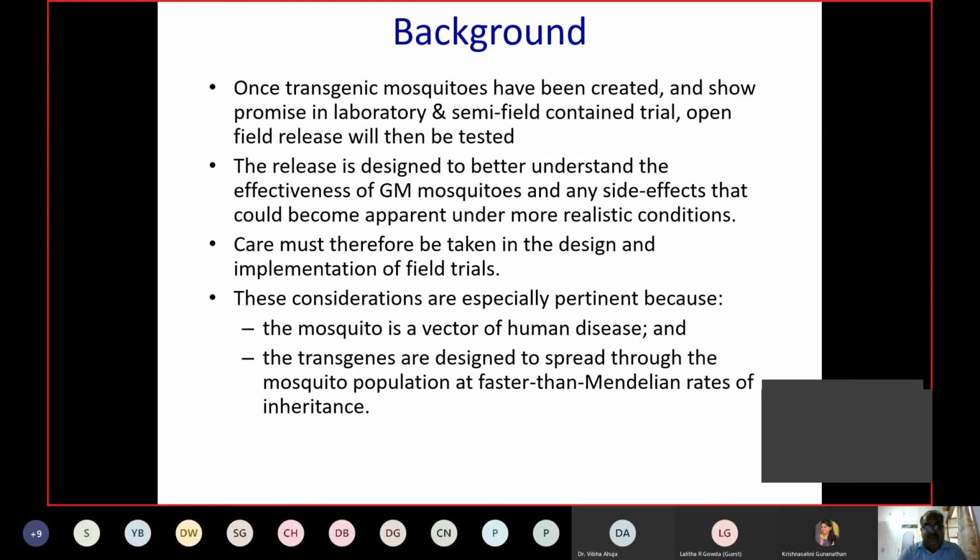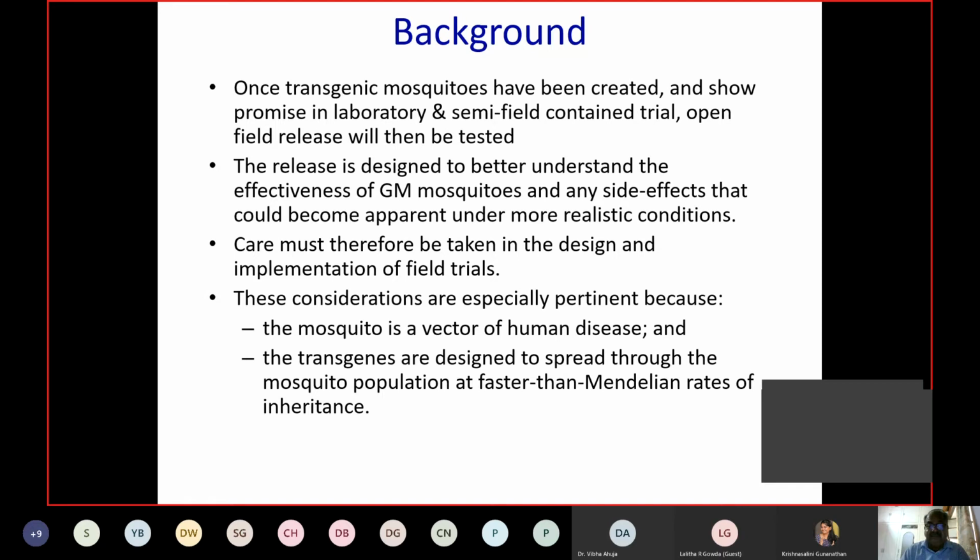The transgenes are designed to spread through the mosquito population at faster than Mendelian rates of inheritance. The basic principle of Mendel, by which the calculation had been made, is that in this particular design of the experimentation, the multiplication of the population of GM mosquitoes in the field goes rather faster, unhindered, when compared to the Mendelian rates of inheritance.